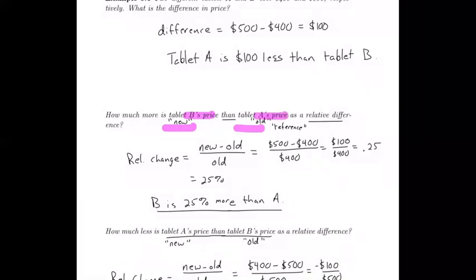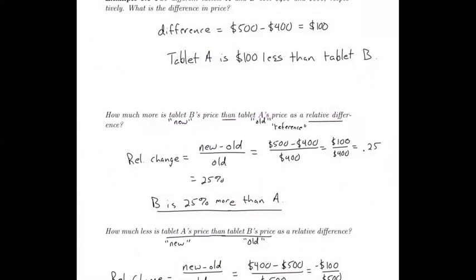So we're using tablet A's price as a reference value. So remember, reference value is the old value. Another way to see this is to say, whatever one is after the word "than" is the old value, and whatever one's before the word "than" is the new value. So if we want to just use a quick and easy rule, that will probably always work for us.